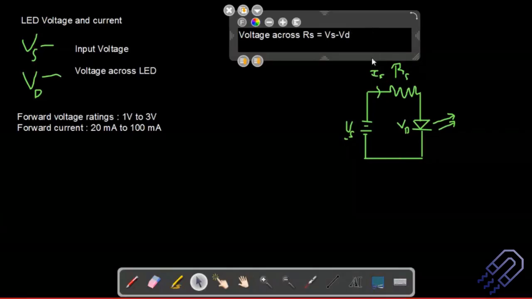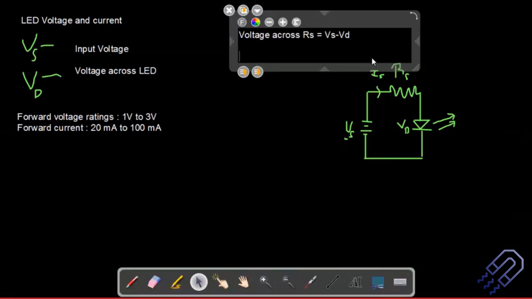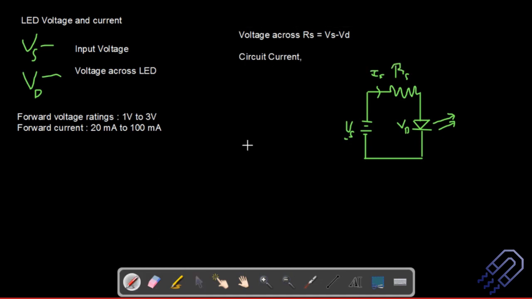So we have got Vs minus Vd. If I want to find out what is the current in the circuit, I can simply find out the current across the resistor also. So the circuit current is basically, let's say I write it down as I F, where F stands for forward, should not be confused here. And this is Vs minus Vd divided by Rs.